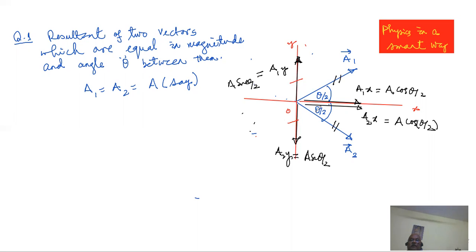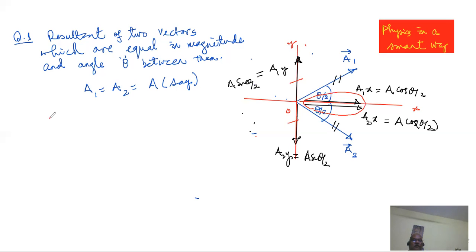Only surviving members are two X components. One is A1X, that is A cos theta by 2. Second is A2X, that is A cos theta by 2. Both are lying on the X-axis in the same direction, and the sum of them, and here sum means simple sum because we have no hassle on the issue of direction, forms the resultant.